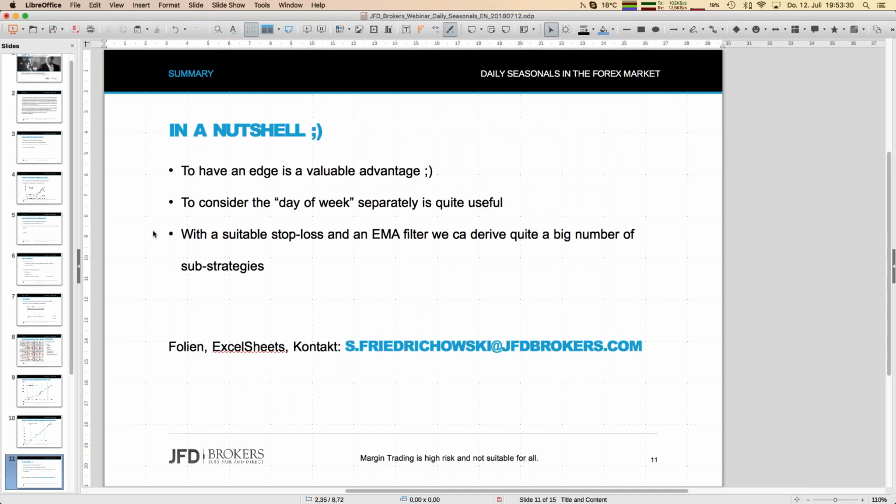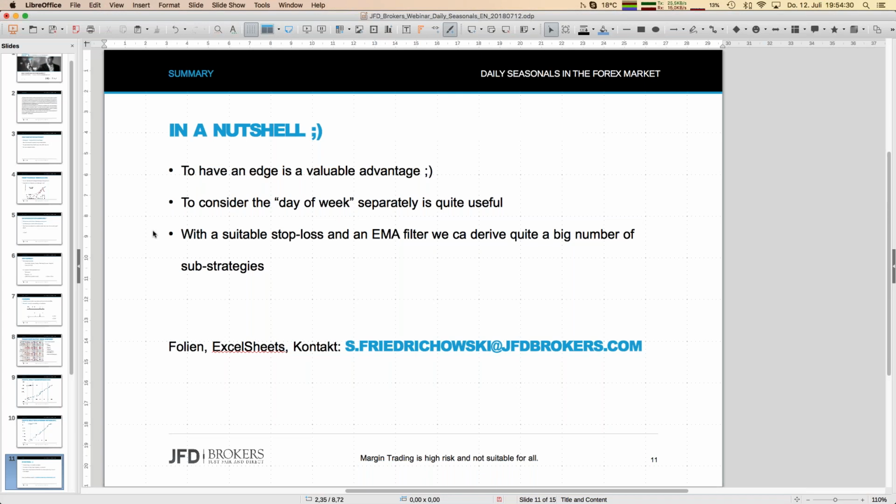Okay, so in a nutshell, we know how to derive that statistical edge. And we know that if we have such an advantage, it's extremely valuable. It helps us for discretionary trading or for systematic trading like what we have established here. And the good thing is if we consider all the days of the week separately, we can find sub-strategies for each day of the week. So we instantly create a very broad portfolio of strategies if we look at quite a lot of underlyings. And if we trade those with a suitable stop loss and an EMA filter, then we find very good individual strategies, but an even better portfolio of all of them.